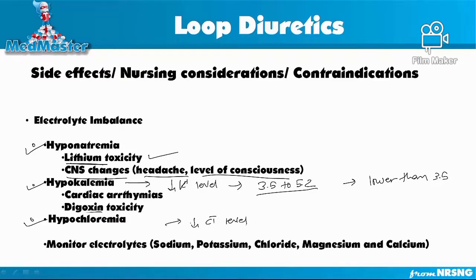So if you go back to the mechanism of action slide, remember we talked about how it prevents the reabsorption of sodium, potassium, and chloride. So it's kind of self-explanatory why this medication can cause hyponatremia, hypokalemia, and hypochloremia. Also as a nurse, if a patient is on this medication, you want to monitor the electrolytes: sodium, potassium, chloride, magnesium, and calcium.